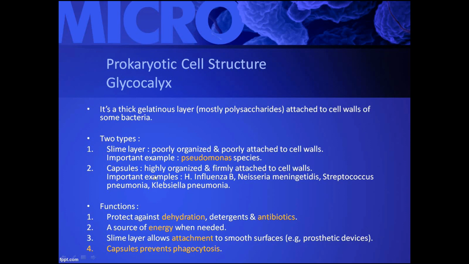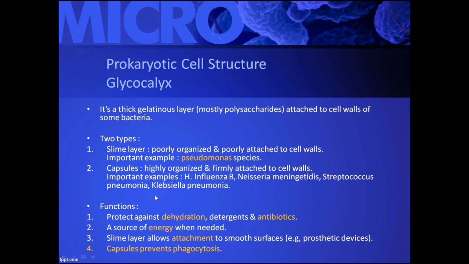Capsules are highly organized and firmly attached to cell walls. Important examples of capsulated bacteria are Haemophilus influenzae B, Neisseria meningitidis, Streptococcus pneumoniae, and Klebsiella pneumoniae. Haemophilus influenzae doesn't cause influenza, it causes upper respiratory tract infections. Neisseria meningitidis causes meningitis, and Streptococcus pneumoniae and Klebsiella pneumoniae are a cause for pneumonia.